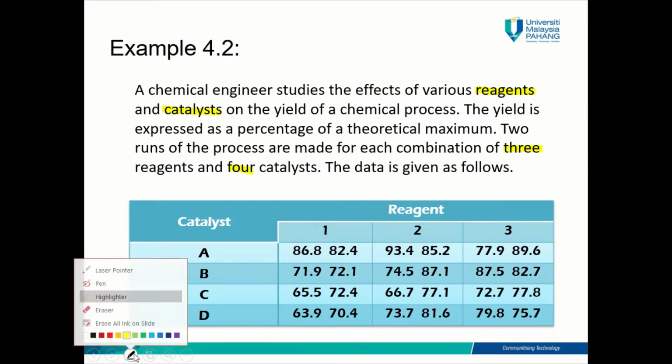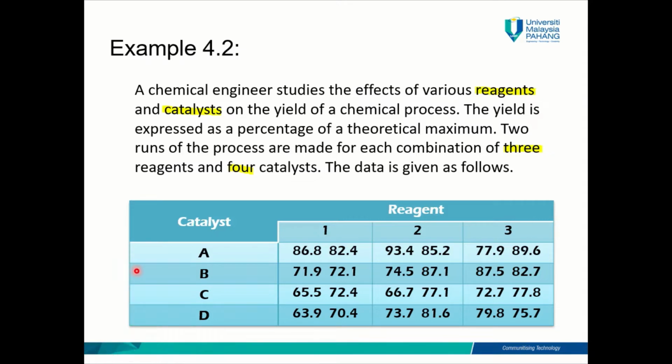So how should the chemical engineer conduct this experiment? First, the chemical engineer has to conduct this experiment in a way that he or she considers all possible combinations of treatments from both factors. So you see in this table, first, the chemical engineer conducts the first experiment by considering catalyst A, reagent 1. Next, this one is catalyst B, reagent 1. The next treatment, catalyst C, reagent 1, and so on.